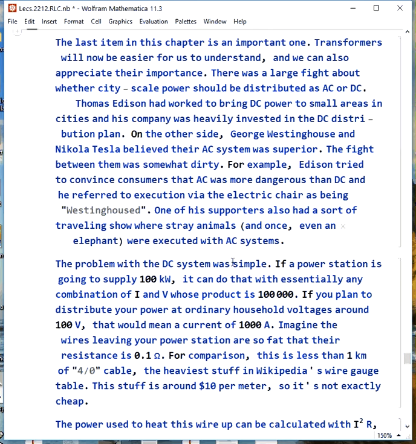Edison tried to convince people that AC was more dangerous than DC, and he wanted to get people to start calling being executed in the electric chair being Westinghoused. One of his supporters also traveled around and would go to a new city and execute stray animals with AC systems. One time they even did an elephant. So this was pretty ugly.